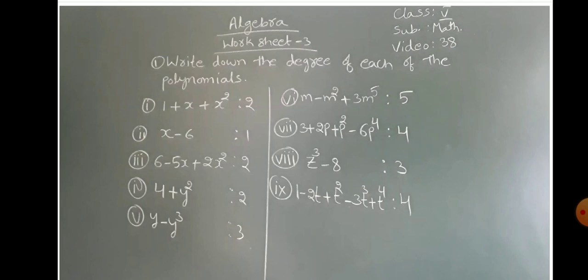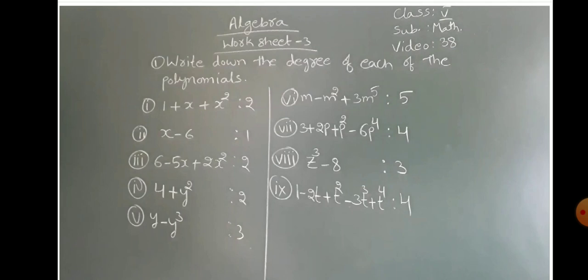First one is 1 plus x square. In this, the first term is 1. 1 is a constant. If there is no variable in a term, then we will call that term a constant term, isn't it? So for constant terms, the degree will become 0. Understood? So if there is no variable, then automatically the degree of that term will become 0. So the first term degree is 0.